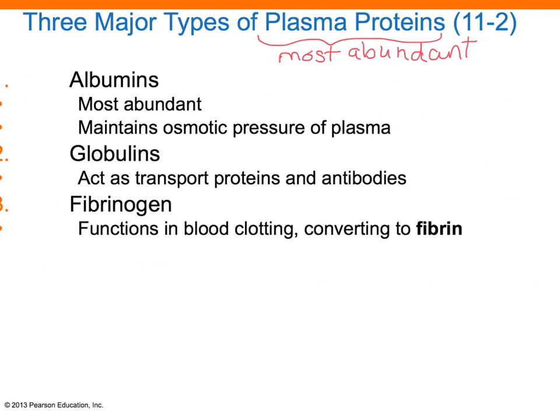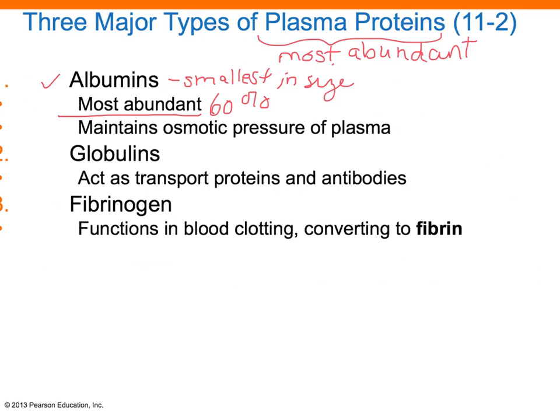So there are three main types of plasma proteins, and we'll start off with the albumins. Now, the albumins are the smallest in size of the proteins, but they are the most abundant when we talk about weight, which is important to remember. They make up about 60% of the proteins by weight.